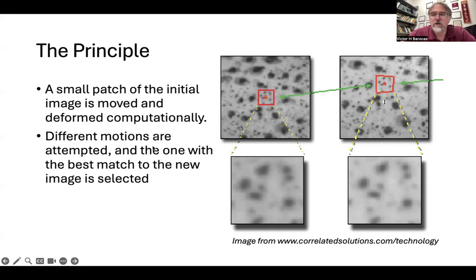There are various algorithms, but the basic idea is if I take this red box, where is it in this image? Where do we get the strongest correlation in the digital image? That's why it's called digital image correlation.